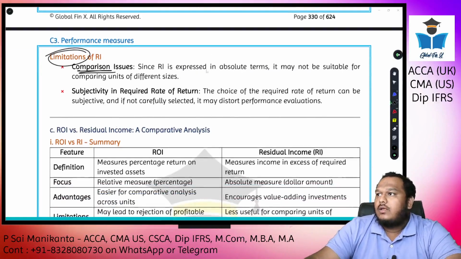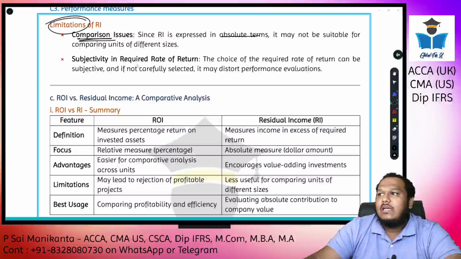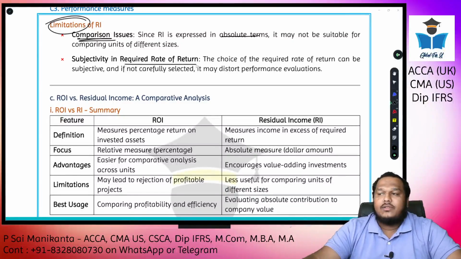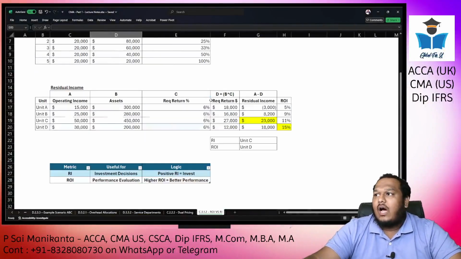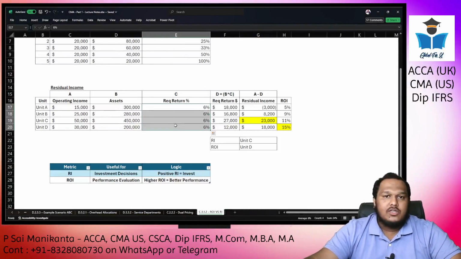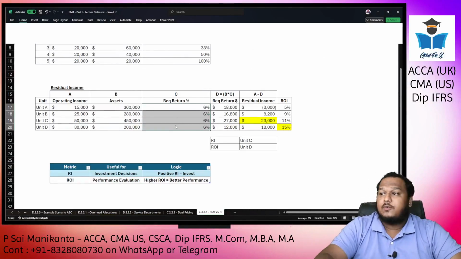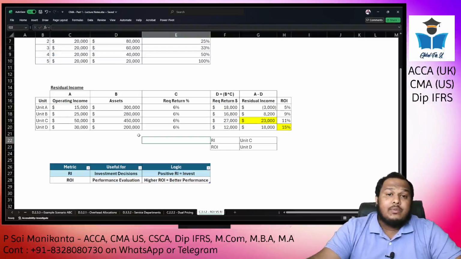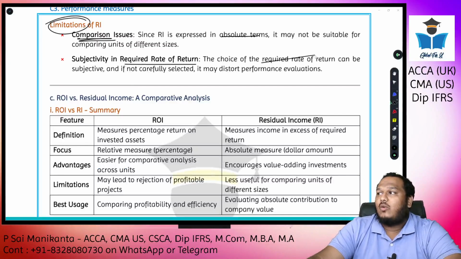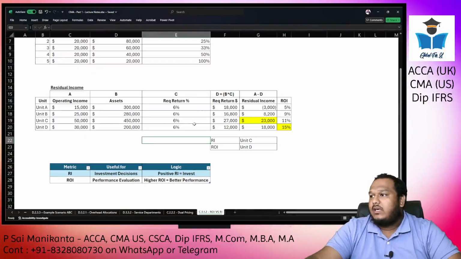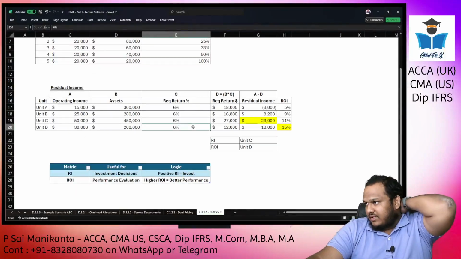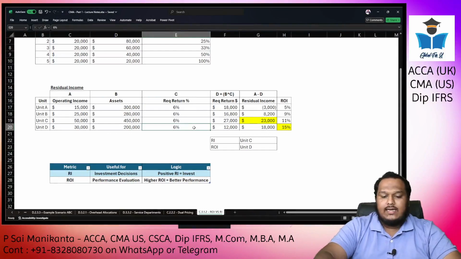Since RI is expressed in absolute terms, it may not be suitable for comparing, obviously. And required rate of return. So here, for the RI calculation, the required rate is 6%. How do you know the required rate is 6%? Can't I take 10%? Should I take 8%? That is subjective. The choice of the required rate of return can be subjective, and if not carefully selected, it may distort the evaluations. So suppose here, if I put the required rate of return as, let's say, 10%.